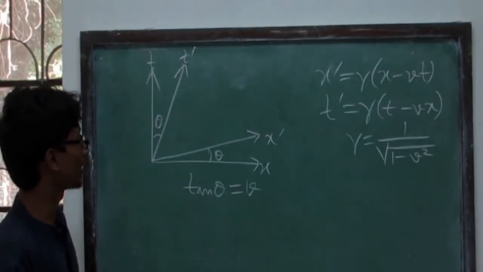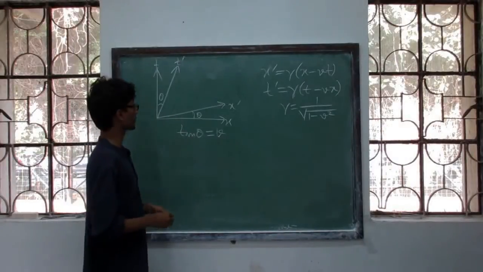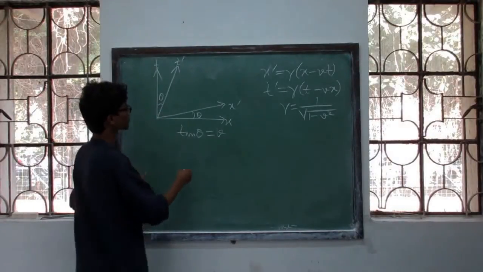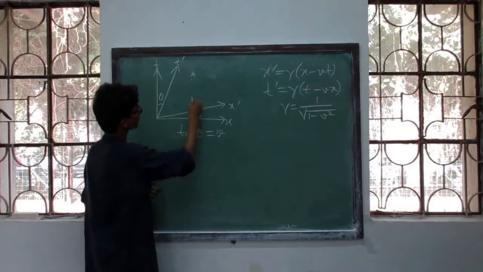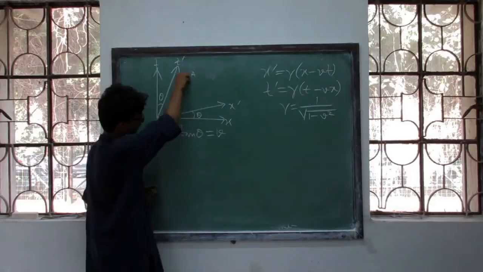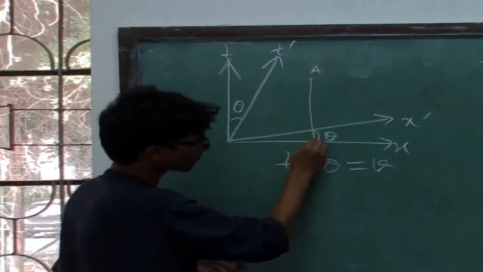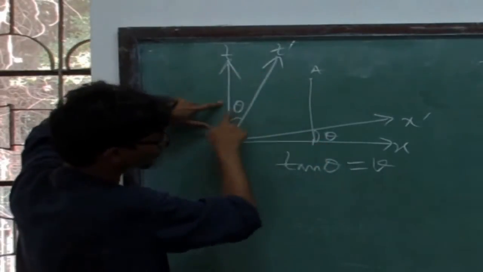That's how we do it, and let's see how we find the space and time coordinates of events in these two frames. If I say there's an event A, then the space coordinate of A is, of course, this, that I drop a line parallel to the t-axis.